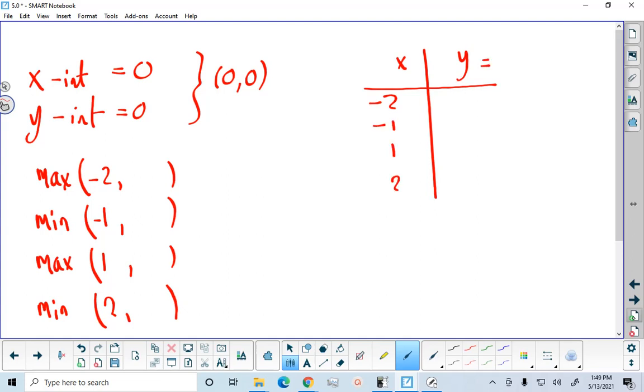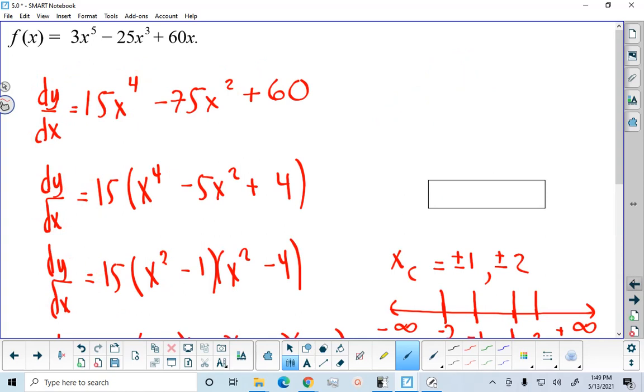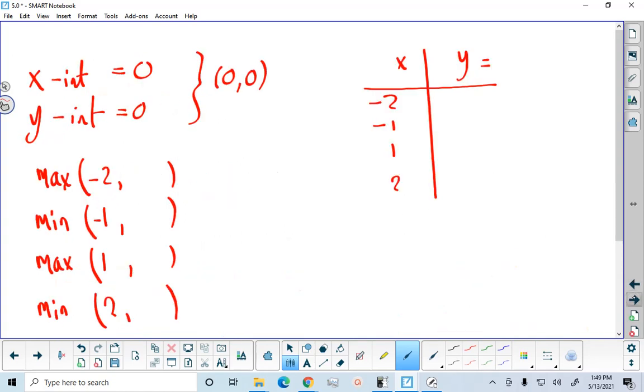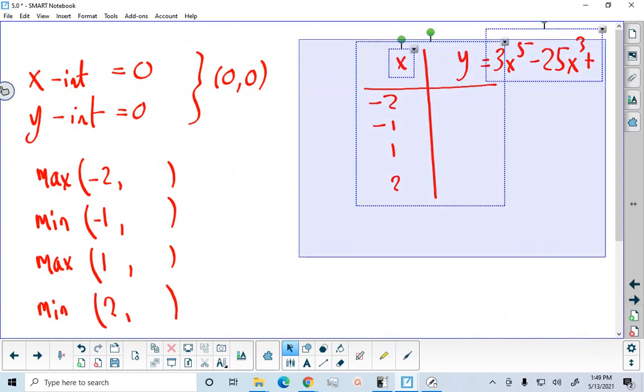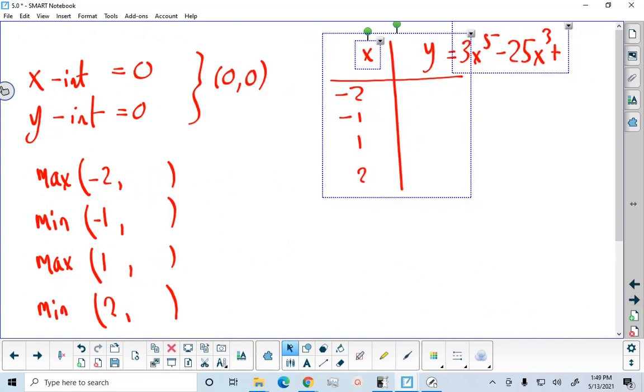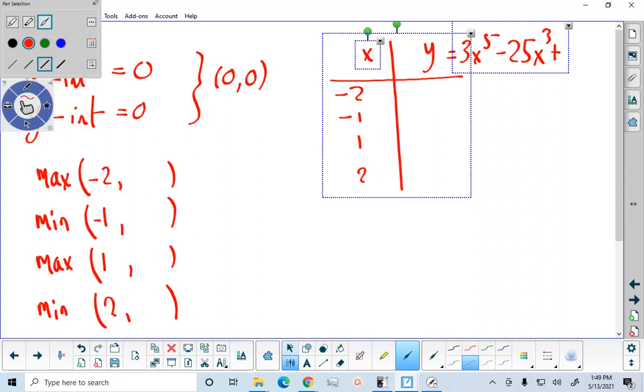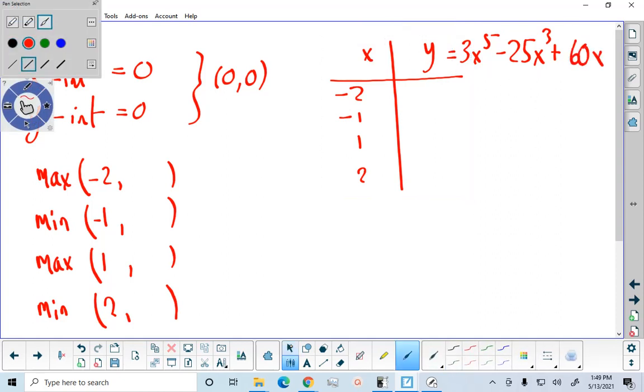And y was 3x to the 5 minus 25x cubed plus 60x. And can I get somebody to let me know in chat if I wrote the function down correctly?